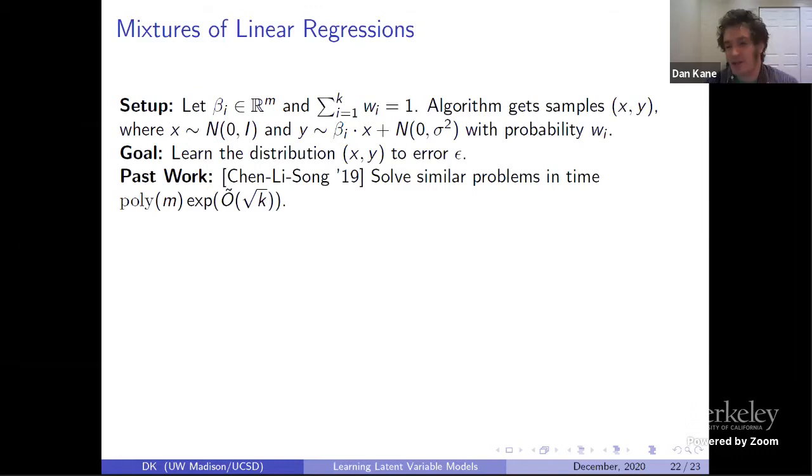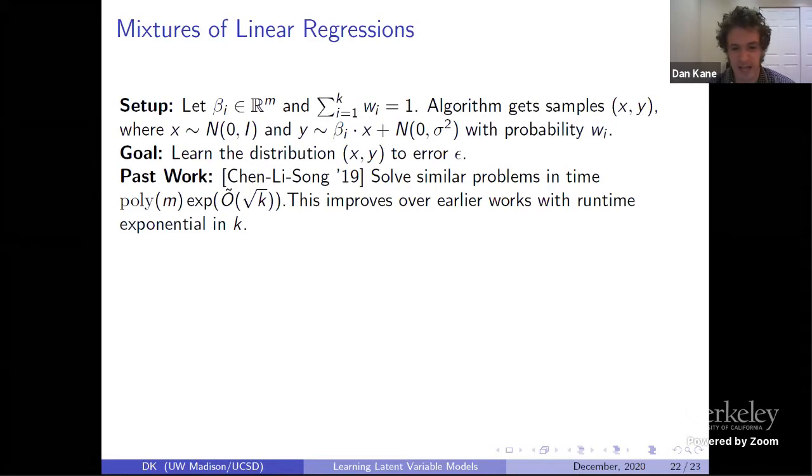Here there actually is some notable past work. There's a paper by Chen, Li, and Song, which solves a similar problem in time polynomial in m and exponential in square root k. And this is pretty substantial. It still improves over the earlier work, so the runtime is exponential in k rather than its square root.